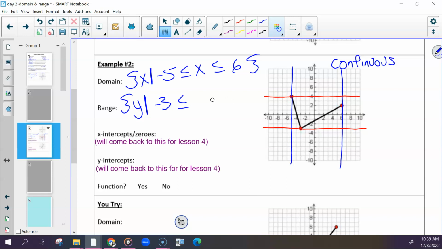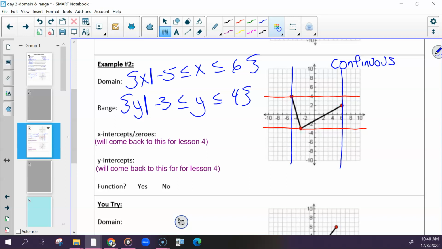There's pieces missing. -3 less than or equal to y. What's the rest? Less than or equal to 2. And the highest point, is it 2? It's 4. So be careful with that because sometimes there'll be multiple points. Always look for your highest, even if there are 2.